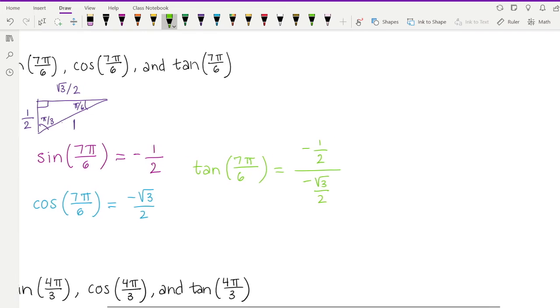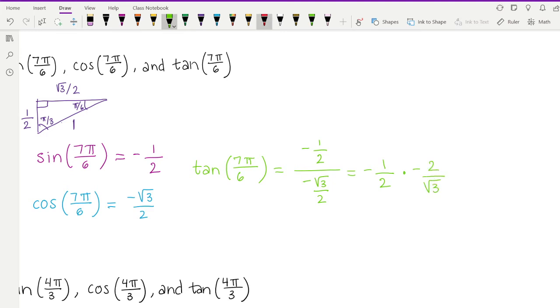And so then we can simplify this. When you're dividing a fraction by another fraction, that's the same as multiplying by the reciprocal of the denominator. So we can rewrite this as negative 1/2 times negative 2 over square root of 3. And what happens is that these 2's both cancel out. And also the negative signs cancel out, right? We have a negative times a negative. And so what we're left with is 1 over the square root of 3. And so that's fine. That is the correct answer.